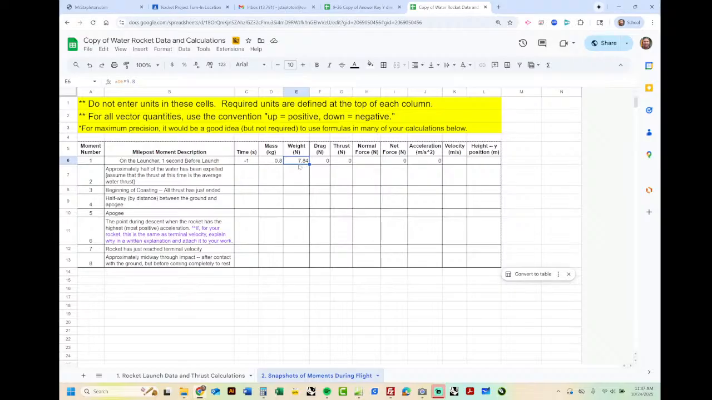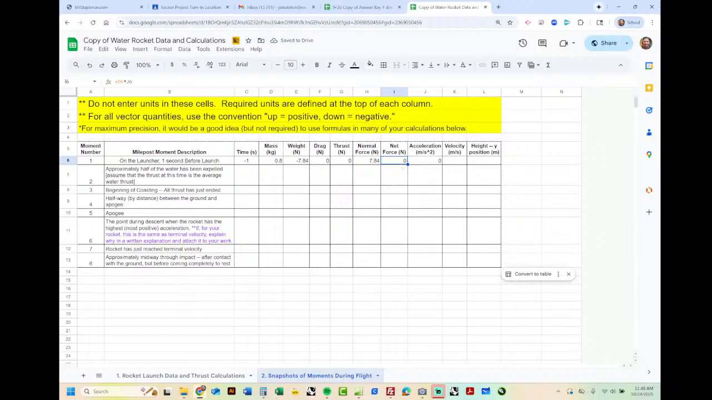Now the weight, there's a problem here. It says for vector quantities use the convention up equals positive, down equals negative. So I would get points off for this. This is negative, and the normal force is just going to be the negative of that. I'm going to put in negative and then click it. Now you could just type these if you want to. And then I'm going to check.